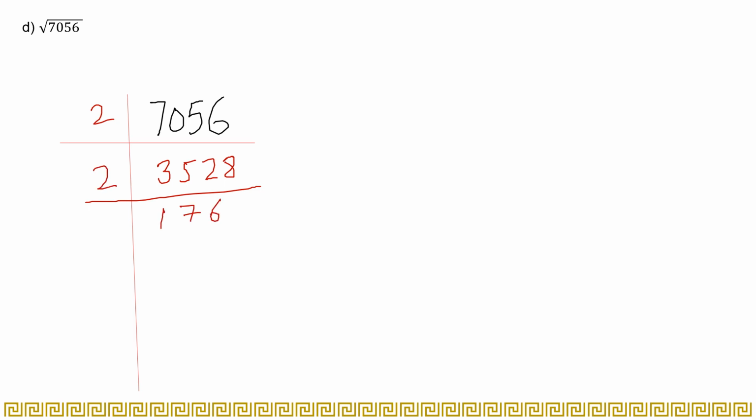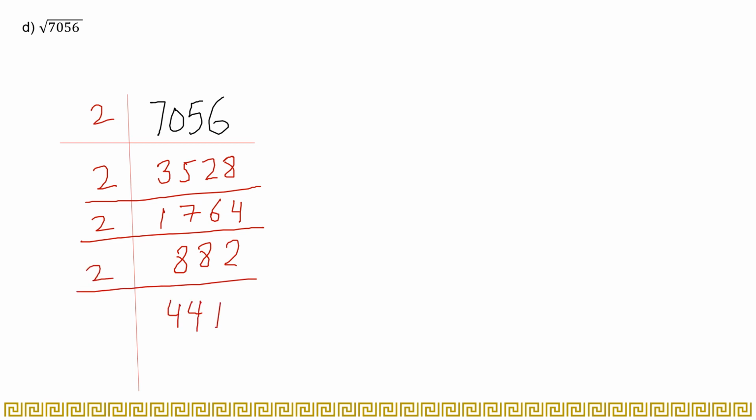Coming to part D, 7056. Now you can guess it, and this number is divisible by 2 because at the end of the number there is 6, and 6 is divisible by 2. So let's start with 2. 2 3s are 6, 2 5s are 10, 2 2s are 4, 2 8s are 16. Again with 2. 2 1s are 2, 2 7s are 14, 2 6s are 12, 2 4s are 8, 2 8s are 16. 2 8s are 16, and 2 2s are 4, 2 4s are 8, 2 4s are 8, and 2 1s are 2.